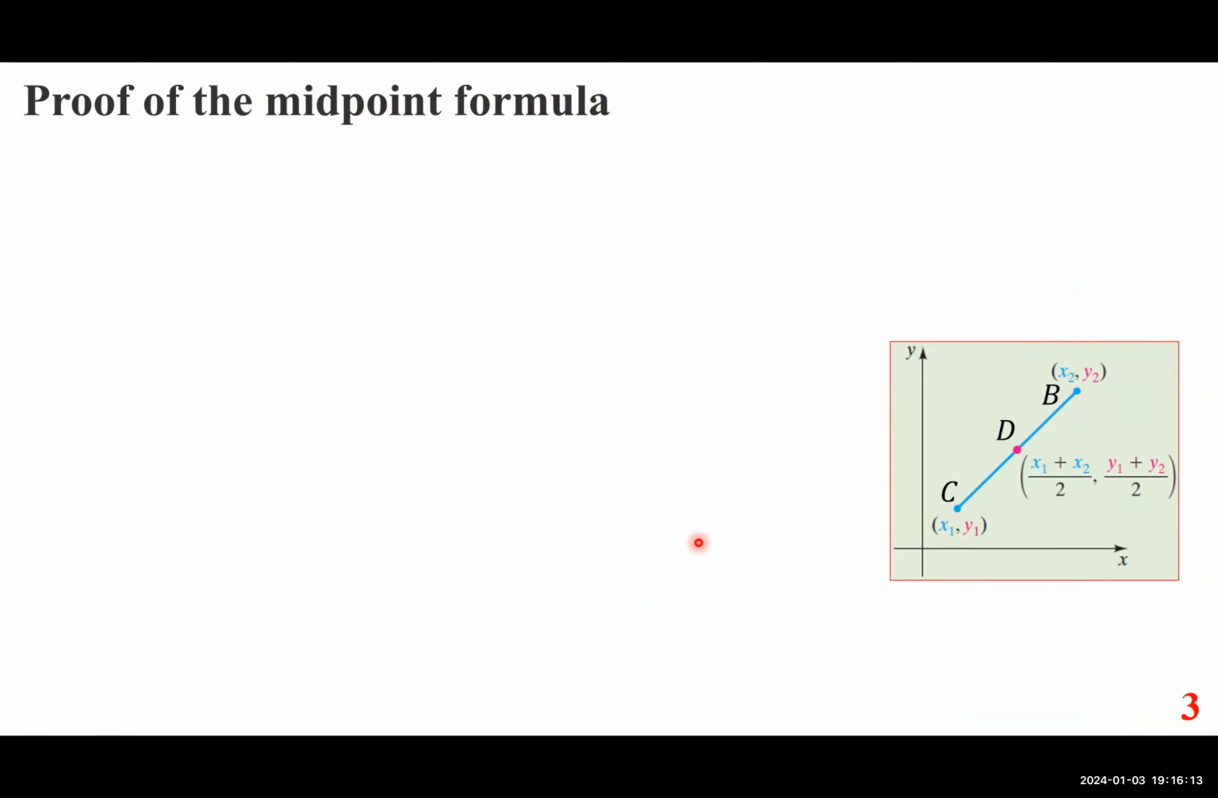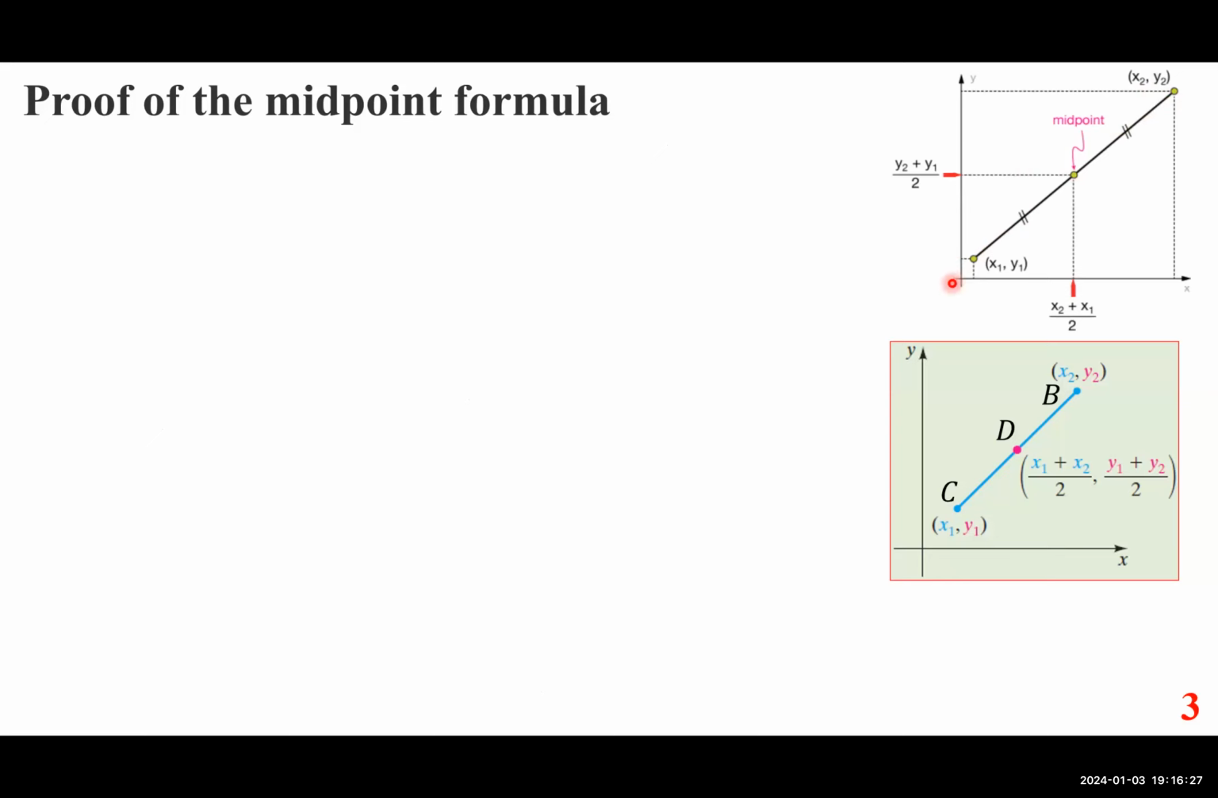A quick reminder of the proof of the midpoint formula. So this is in the middle of this line, and we want to show that the coordinates are as such. So this is between these two. That means this distance must be the same as this distance. That's the concept of a midpoint. So if we know this distance is the same as this distance, in other words, CD equals BD.